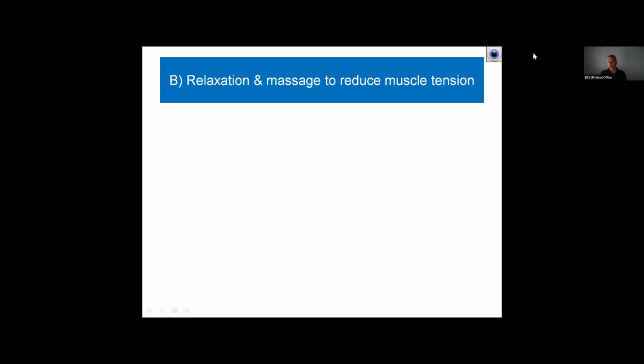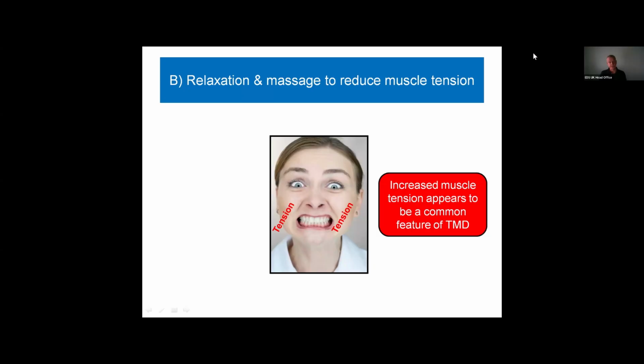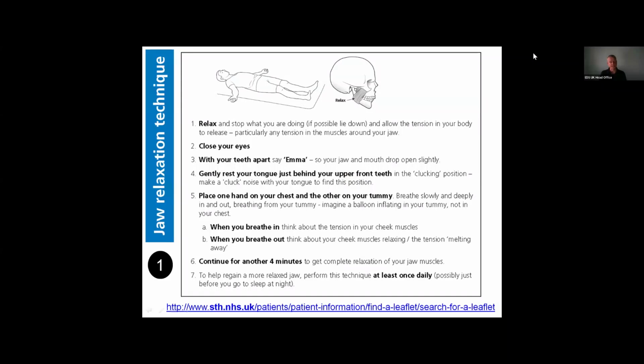So the next strategies are to look at reducing muscle tension, and I'm going to go through a relaxation technique and a massage technique. The aim of these is, we know that increased muscle tension appears to be a common feature of TMD. So starting with the jaw relaxation technique. What you're trying to do is put your teeth and your tongue in the correct position.